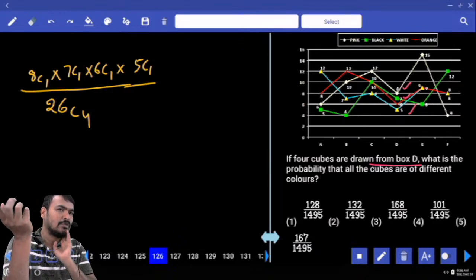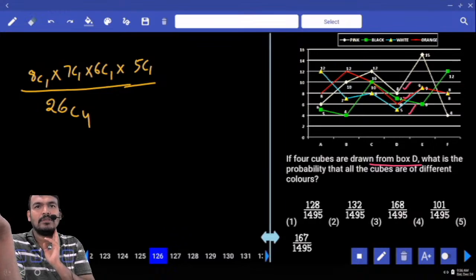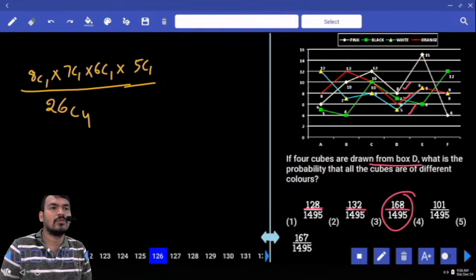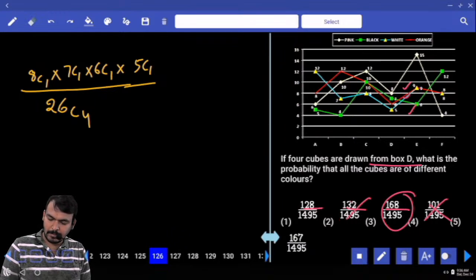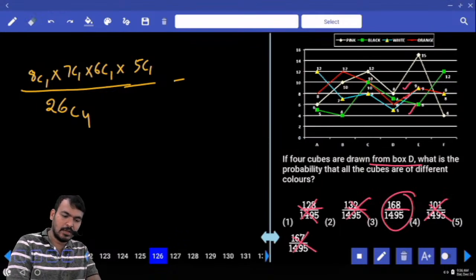7 తో క్యాన్సిల్ అయ్యే వాల్యూస్ ఉన్నాయా డినామినేటర్ ఏమన్నా? నో. దెన్ ఆబ్వియస్లీ ఆన్సర్ విల్ బి మల్టిపుల్ ఆఫ్ 7 ఇన్ న్యూమరేటర్. ఫస్ట్ ఆప్షన్ 128, ఇట్ ఈస్ 7 మల్టిపుల్? నో. 132 7 మల్టిపుల్? నో. 168? ఎస్. నెక్స్ట్ 101? నో. 167? నో. దెన్ ఆన్సర్ థర్డ్ ఆప్షన్ అన్నాడు. 168/1495.